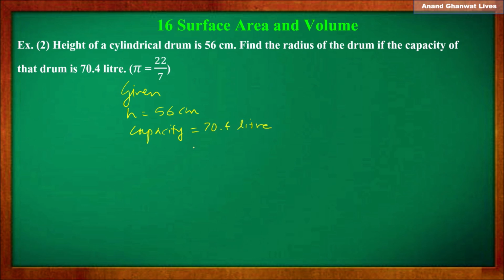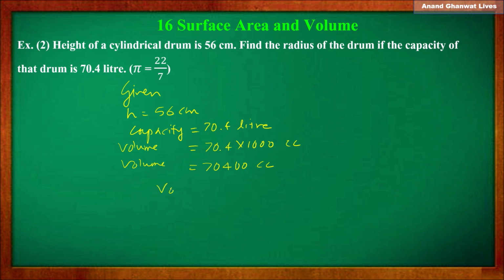Now we know that we have to convert this capacity into volume. So liter should be converted into cubic centimeter, and we know the relation of liter to cubic centimeter. So 1 liter is equal to 1,000 cubic centimeters. So 70.4 into 1,000 cubic centimeter is equal to 70,400 cubic centimeter. That is the volume of the given cylindrical drum.